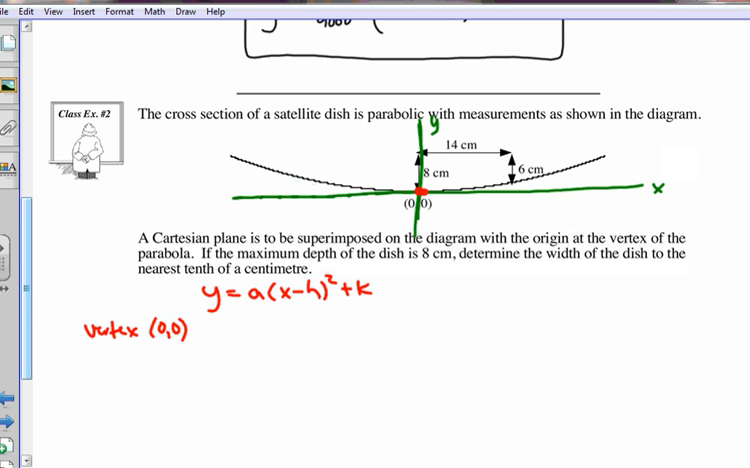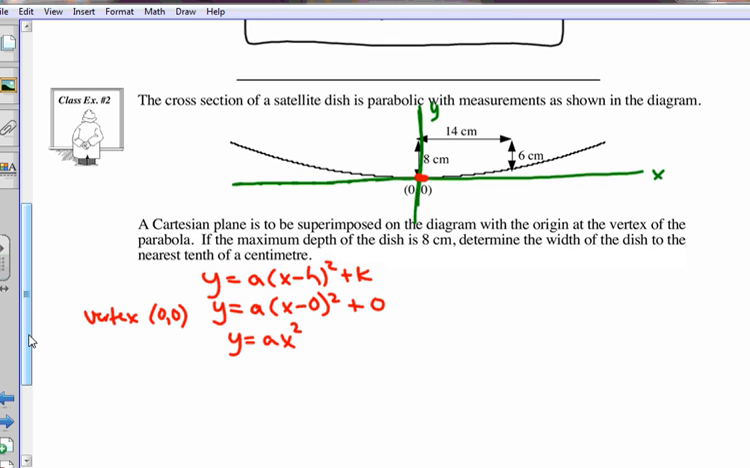So before you can answer any questions, you always need your equation first. So let's plug it in. y equals a times x minus 0 squared plus 0, which equals y equals a times, what's x minus 0? x squared. So what do we still need to figure out? A. So we need to know at least one point on the curve so we can figure out A.